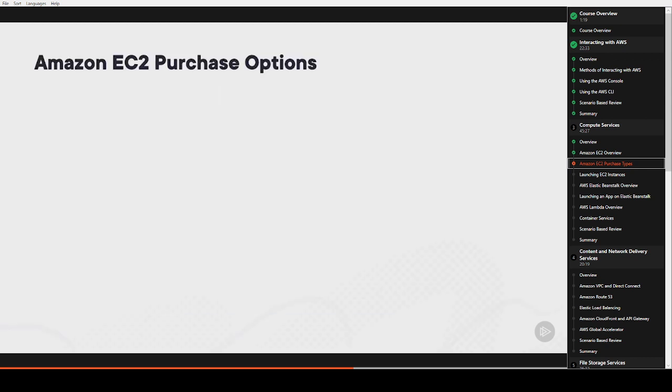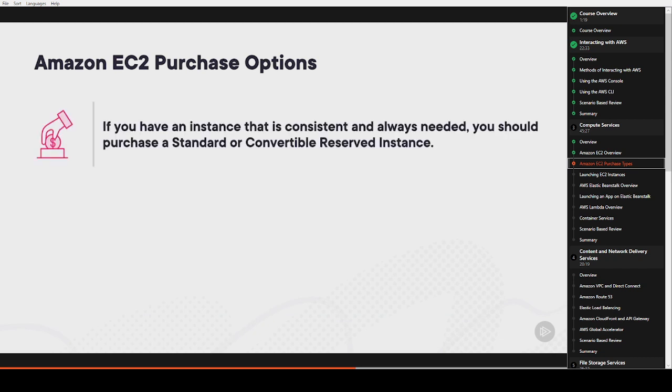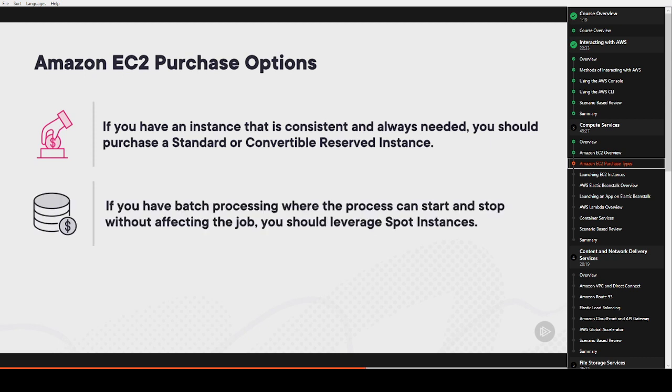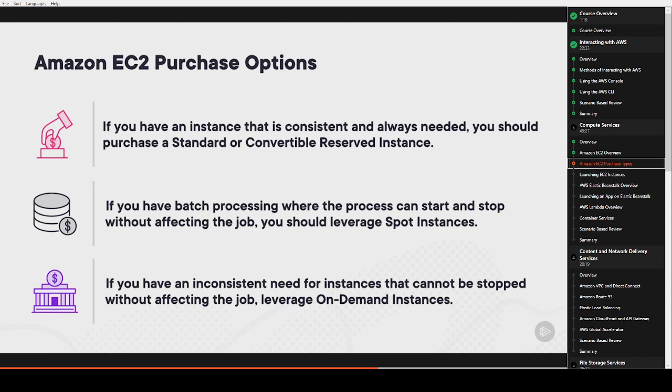So let's quickly review the different options. First of all, if you have an instance that is consistent and always needed, you should purchase a standard or convertible reserved instance. Next, if you have batch processing where you can start and stop without affecting the overall job, this is where you should look to leverage spot instances because this is going to give you the maximum savings. So next, if you have an inconsistent need for instances and you can't stop it without affecting the overall job, this is where you want to look at just the standard on-demand instances.